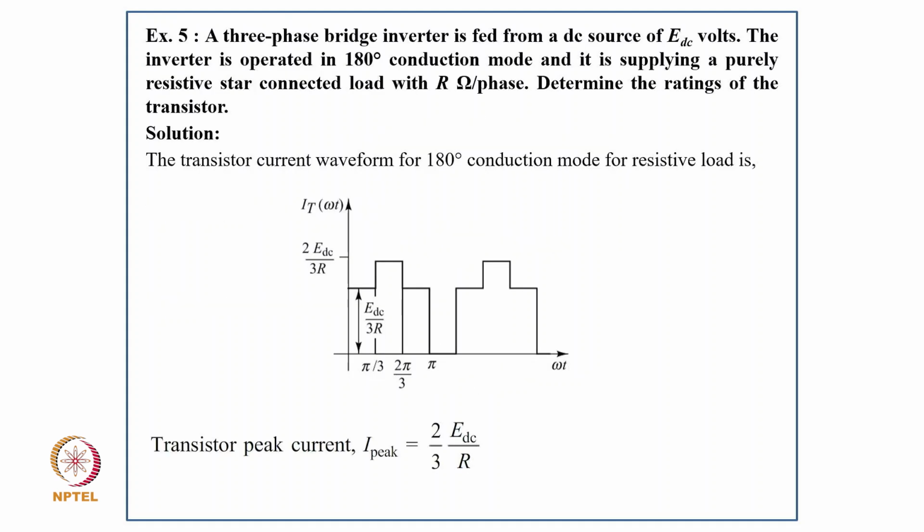Now coming to example 5, a three-phase bridge inverter is fed from a DC source of Ed volt, and the inverter is operated in 180 degree conduction mode, and it's supplying a pure resistive star connected load with R ohm per phase. Determine the rating of the transistor. The solution is: the transistor current waveform for 180 degree conduction mode for resistive load is shown here. It goes from Ed by 3, then 2 Ed by 3, and then again Ed by 3, 0, and then similarly it repeats.